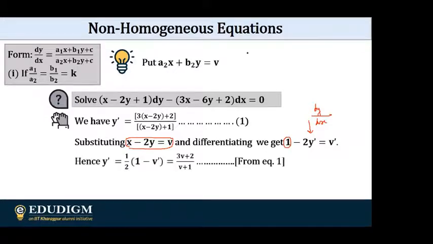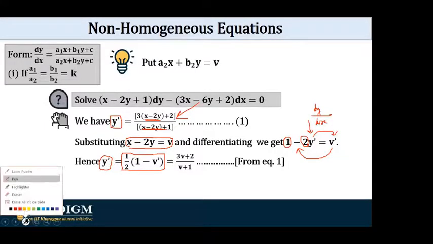Once we actually put all the values, this is what we are going to get. Okay, so this is y dash. What is the value of that? y dash will be basically (1 minus v dash) divided by 2. Fair enough? That will be y dash. So this is nothing but, look at this one, I'm going to put this as v. Okay, so this is 3v plus 2. This is v plus 1. All right, so this is what you're going to get.